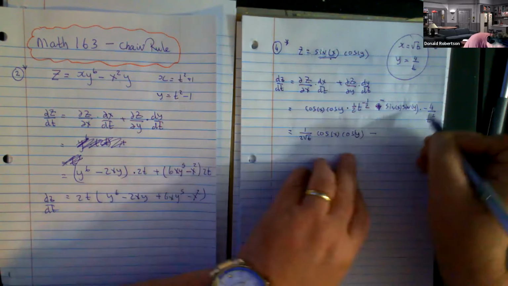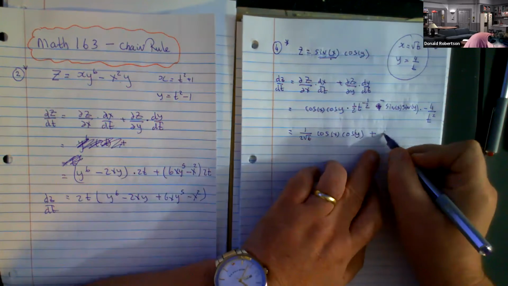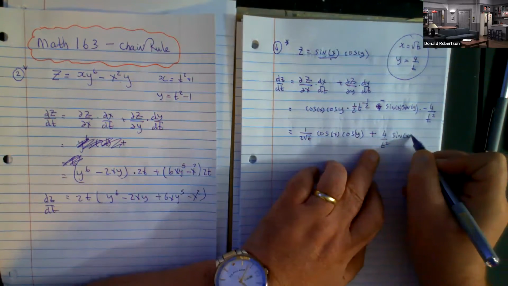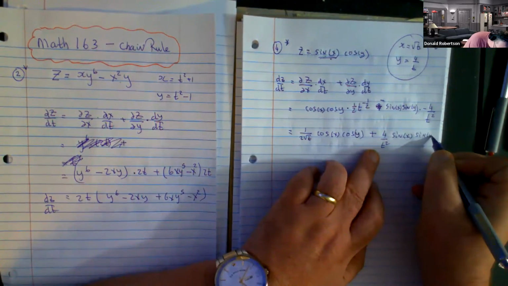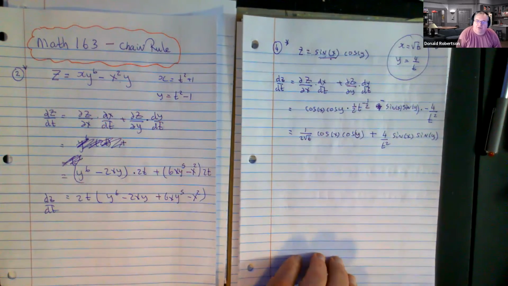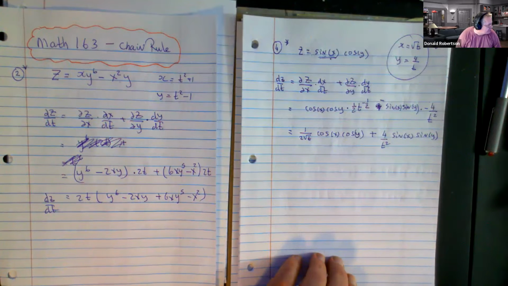Take away, 2 takeaways make it an add then. 4 over t squared times that guy. And let's check. Yep, WebAssign's happy with that answer. We don't need to turn anything into t's.